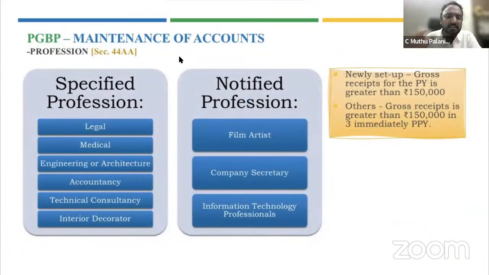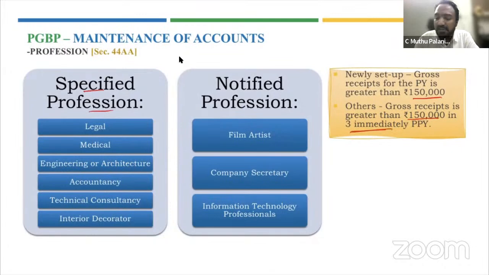Moving on, section 44AA, where we are talking about specified professions. These are the list of professions: legal, medical, and there are also some notified professions. If you're a newly set up profession, and gross receipts are more than 1.5 lakhs, you have to maintain books of account. If it is any other person, that is, other than newly set up, in the last 3 years, more than 1.5 lakhs.